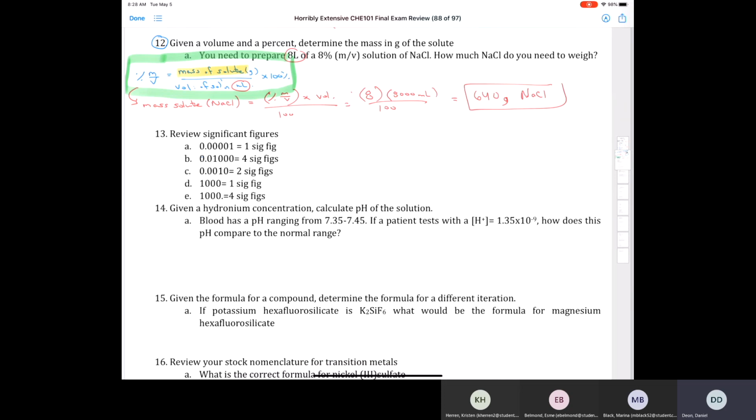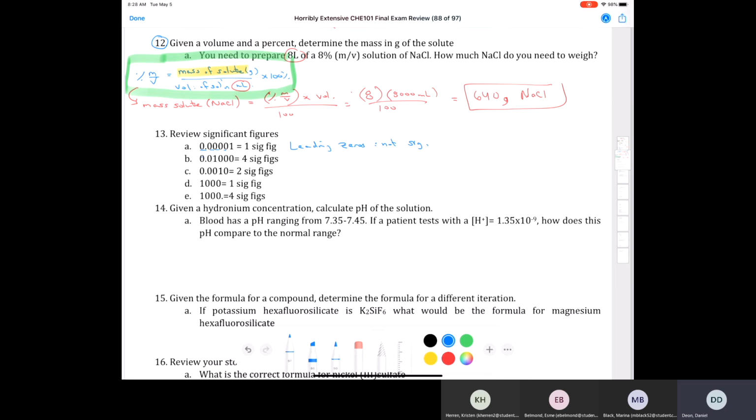Significant figures. If I have leading zeros, they are not significant, right? So I have all this zero here. All of this is insignificant. So this number only has one sig fig.